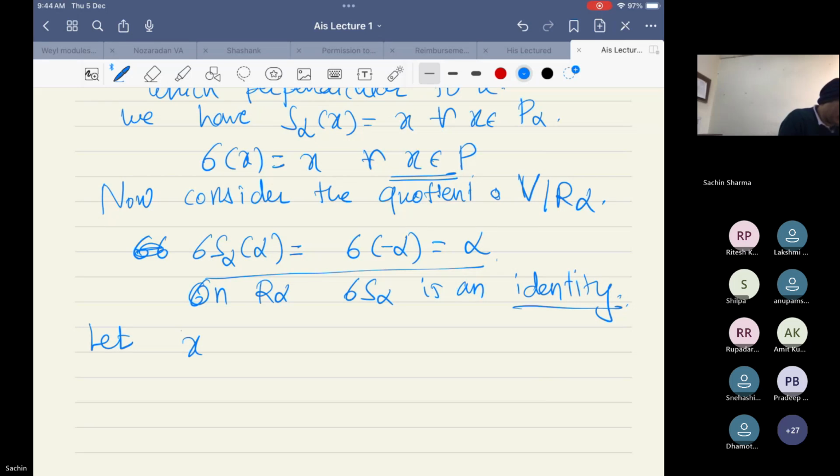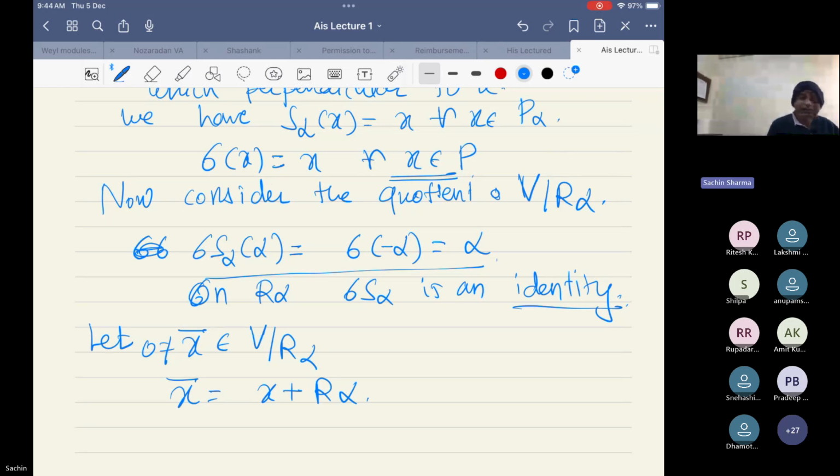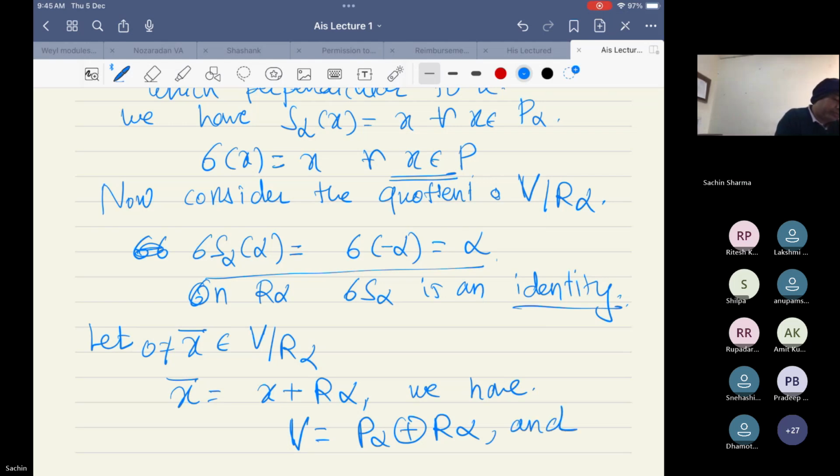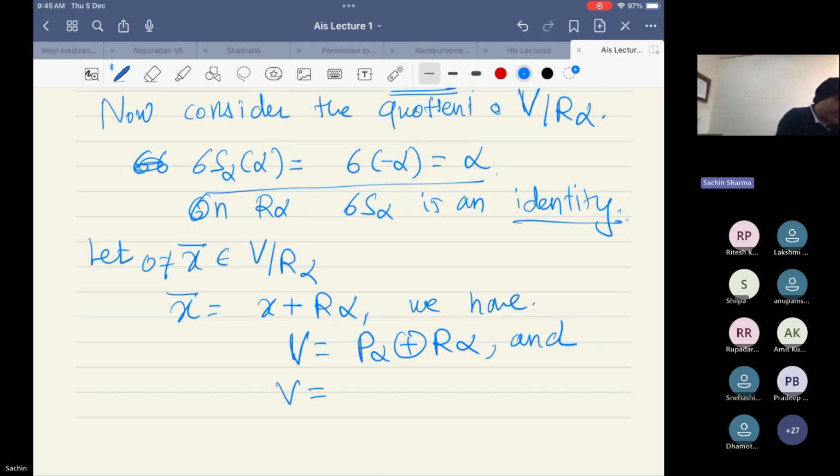Now let x bar belong to V over R alpha. So x bar will have the form x plus R alpha. As you have V, you can write it as P alpha direct sum R alpha, and we also have the decomposition P direct sum R alpha. Note that given a vector space, you can write it as infinitely many such direct sum decompositions.